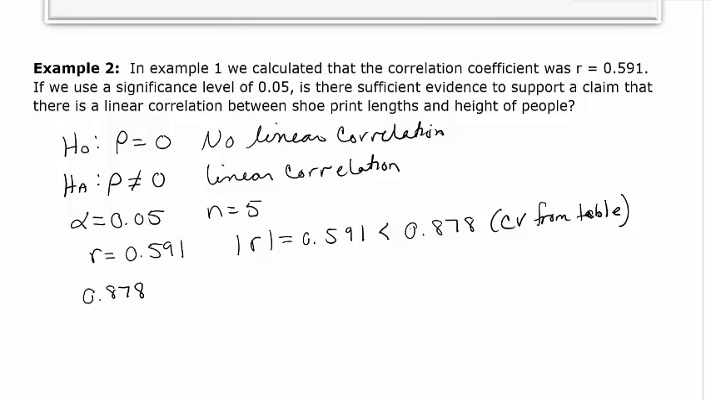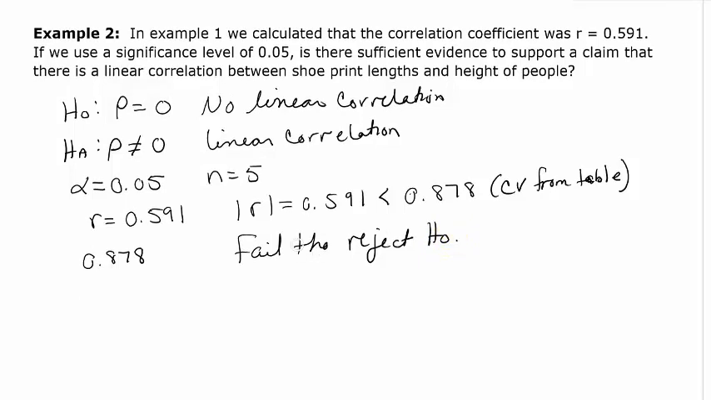Since our R is less than the value that we got from our table, then we're going to fail to reject. So we're failing to reject the null hypothesis. If we're not rejecting the null, it means we are rejecting the alternative. And failing to reject basically is accepting, right? And so that means that there is no linear correlation.